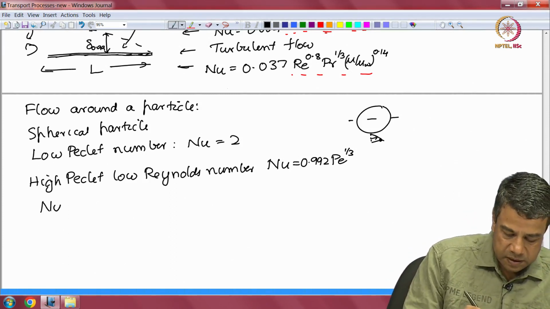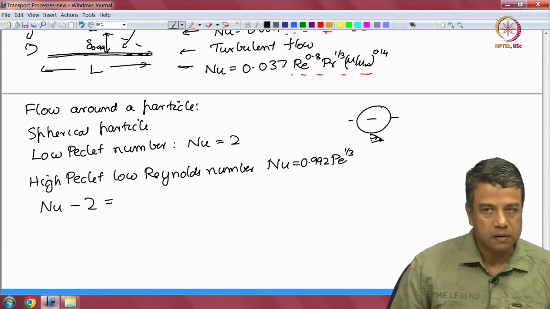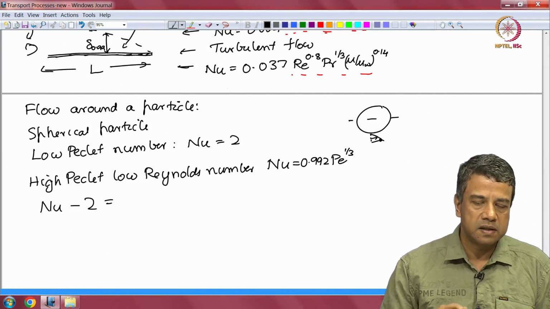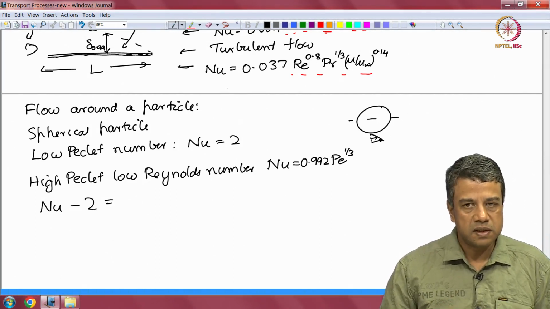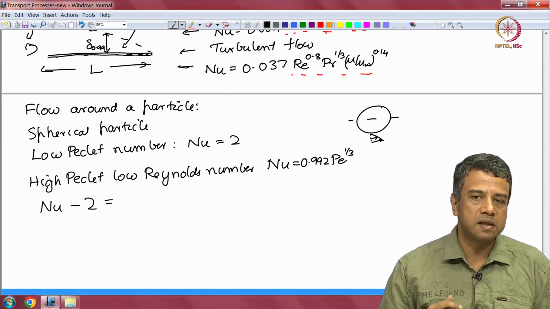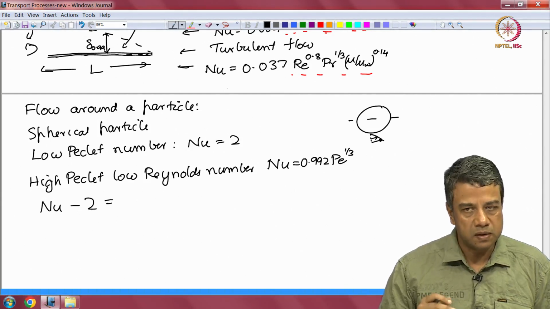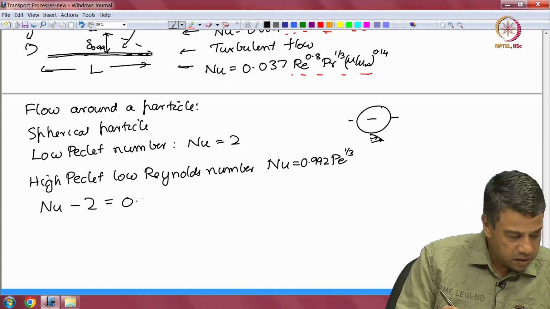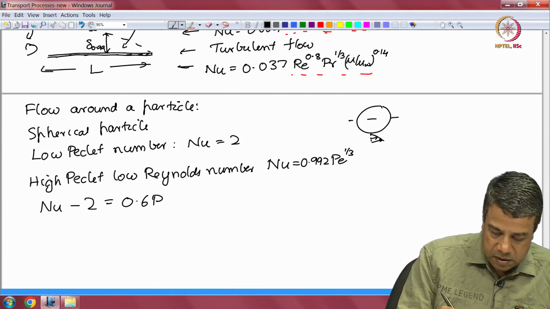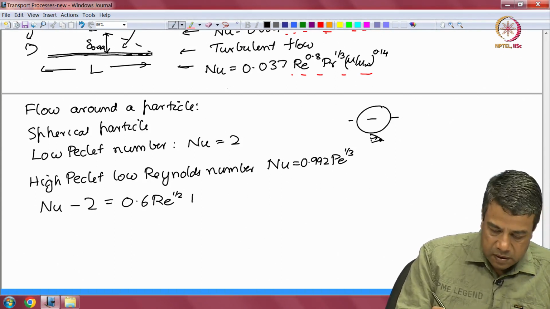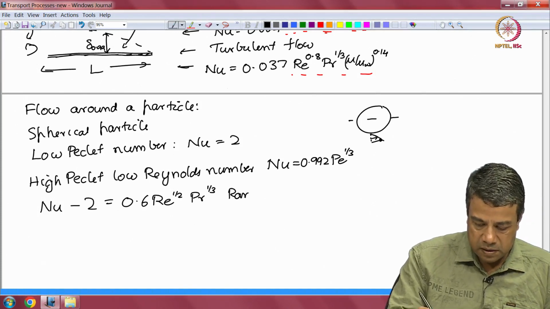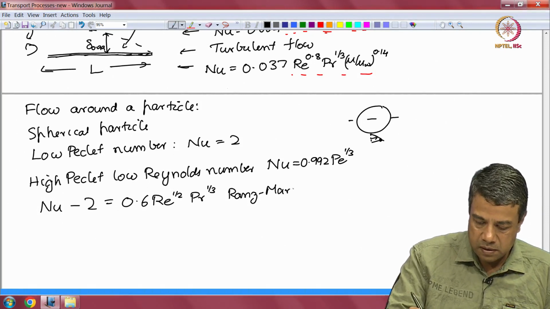The Nusselt number for this case minus the value for low Peclet number. I told you that in the absence of convection the Nusselt number is equal to 2. So, these correlations are usually written for the difference between the Nusselt number and the value that it has in the limit of low Peclet number when there is only diffusion. This is equal to 0.6 Re power half Pr power 1/3. This goes by the name of the Ranz-Marshall correlation.